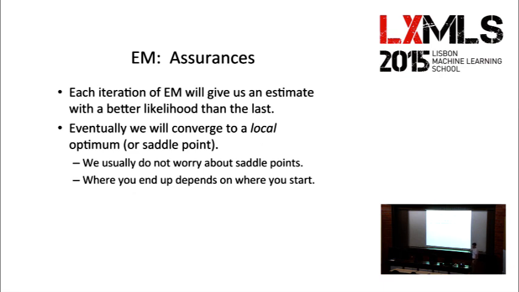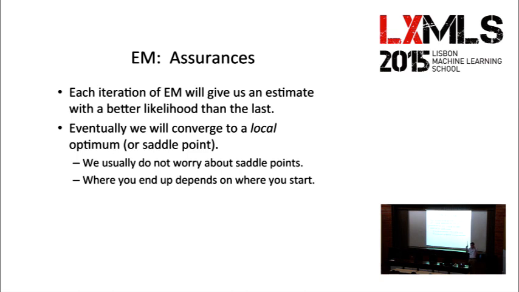Okay, so EM, unlike many algorithms in machine learning, does not give you a whole lot of assurances. All you really know is that every time you do another iteration of EM, the likelihood will not get any worse. Okay, you're hill climbing. You're hopefully getting to a better place. Almost always you are getting to a slightly better place than you were before in terms of likelihood. Eventually, you will converge to a local optimum or maybe a saddle point. And we usually don't worry about the saddle points. Where you end up is going to depend heavily on where you start.